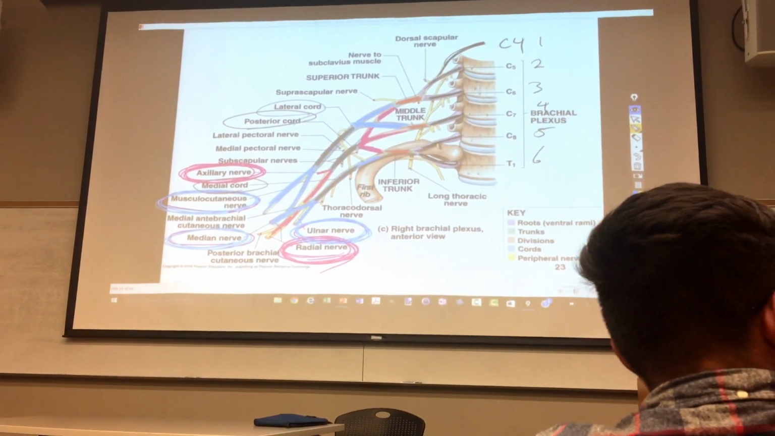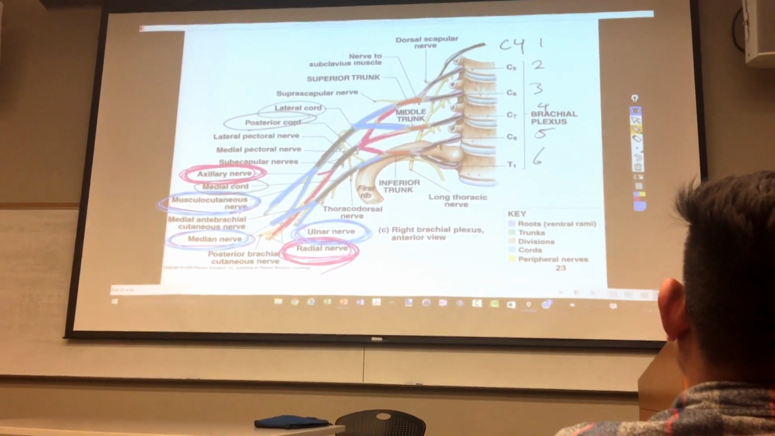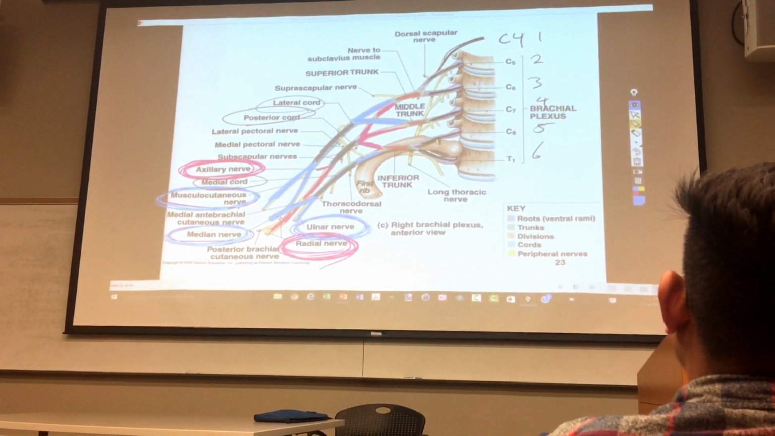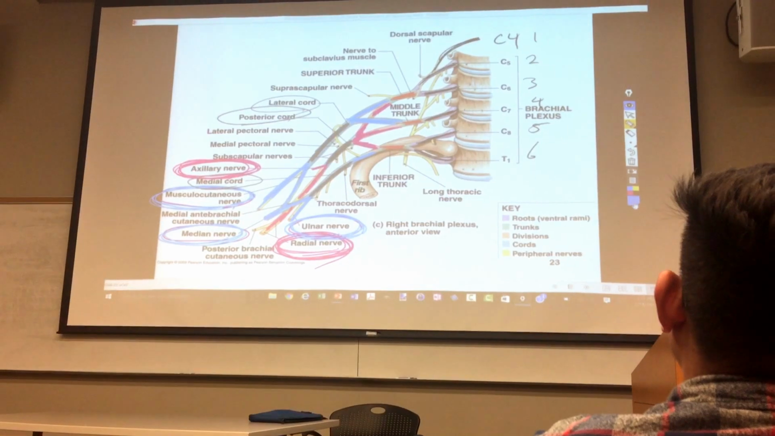And when they join together, what do they give you? Which nerve? Median. They give you the median nerve. Okay? Oh, and by the way, there's this little thing. You are not going to dissect this on your cats, right?